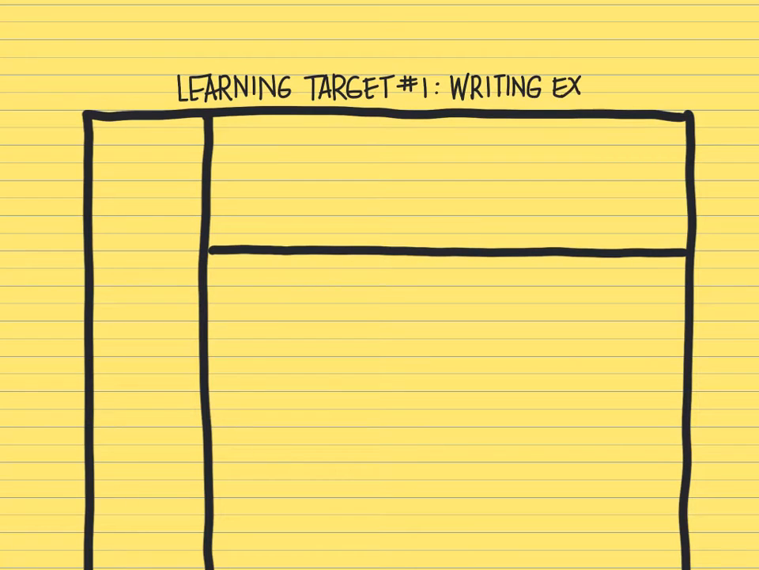All right, so in order to set this up, the first thing you're going to do is at the top of your paper, you're going to put learning target number 1. So go ahead and write that. Learning target number 1. And our learning target number 1 asks us to write expressions, I'm sorry, writing expressions. So you're going to go ahead and put that at the top of your paper, writing expressions. So that is your title.